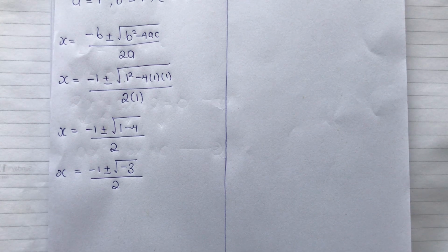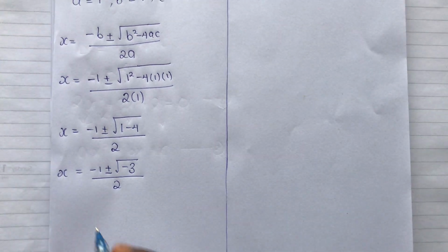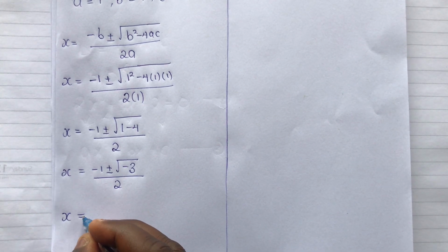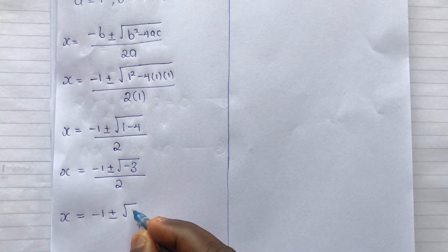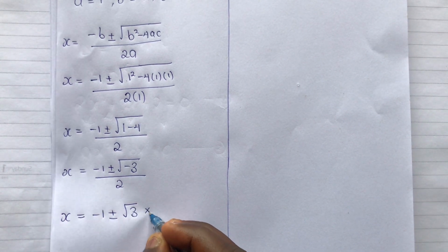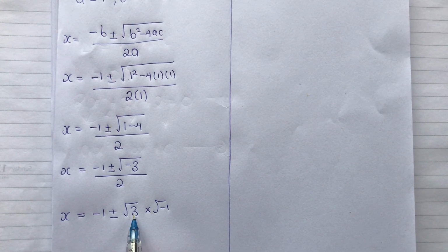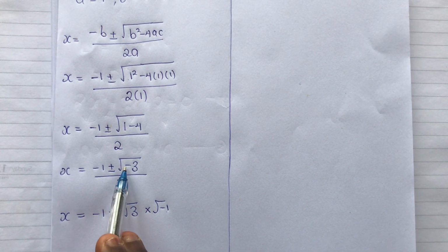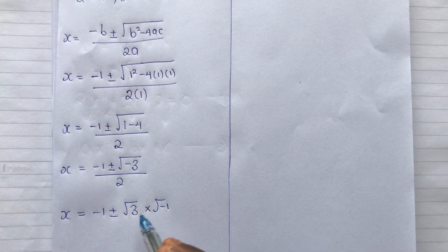You must know that during my introduction video, I said that root of negative 1 is the same as the imaginary unit. So we can substitute that here by saying x equals negative 1 plus or minus root of 3 times root of negative 1. Remember that root of 3 times root of negative 1 is the same as root of negative 3. So I can use that. I'm just trying to explain. That is why I'm doing this.